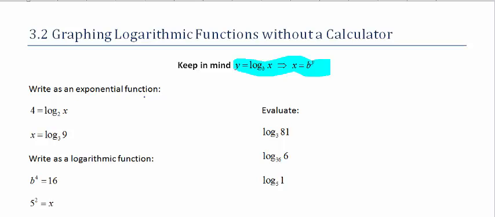So, for example, it says write as an exponential function. So the relationship here is y equals log base b of x, and we want to convert that form to x equals b to the y. So that means, in this first example, y becomes our exponent of our base. We'll have x equals 2 to the 4th.